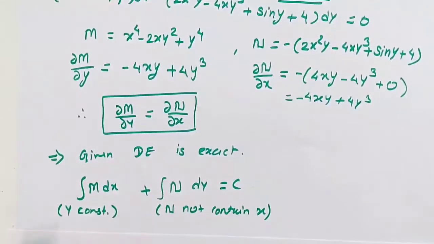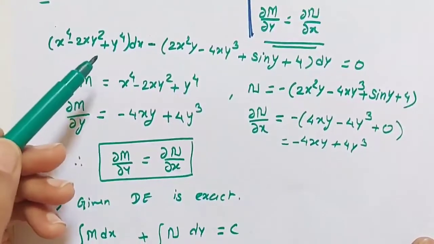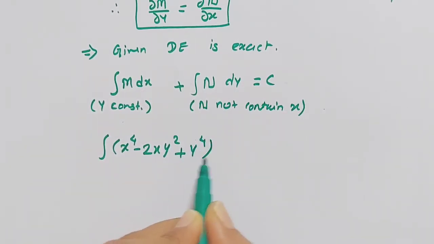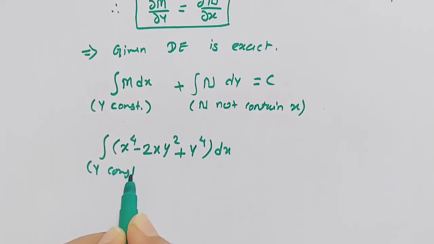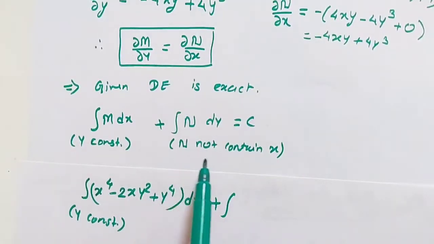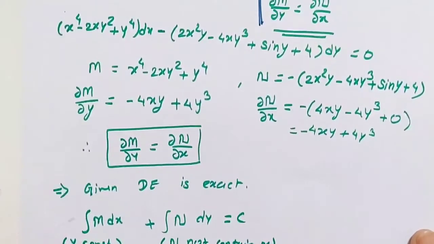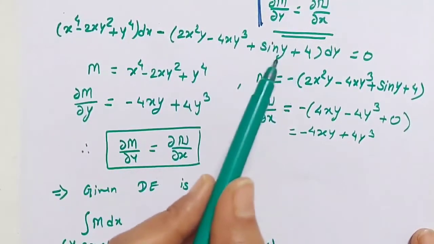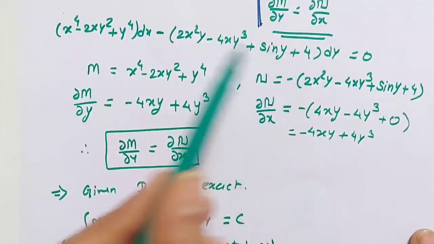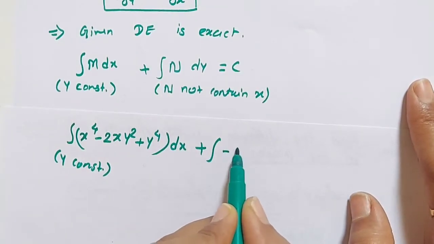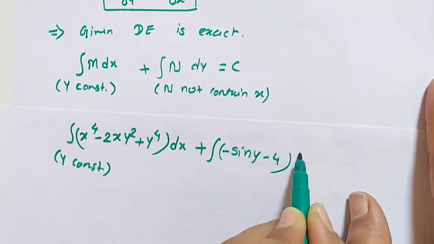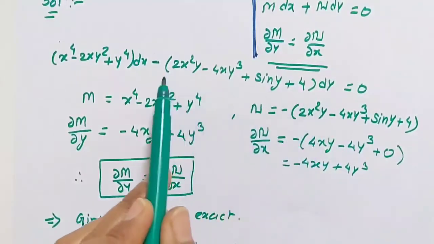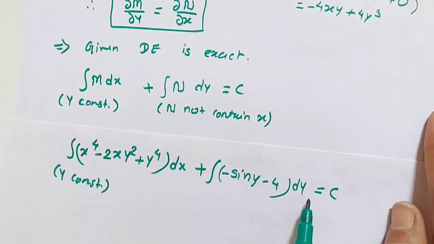Now here put the values of M and N from our given differential equation. See here, M is this one: (x^4 minus 2xy^2 plus y^4) dx, where again y is constant, plus the integration of N. From N we have to take the terms which do not contain x. The first term contains x, so we skip it. The second term also contains x, so we do not take it. The last two terms, sin y plus 4, do not contain x. So if we write these terms here, it is minus (sin y minus 4) dy equals c. The minus sign is there because it is actually the coefficient of dy, which is why we have written minus (sin y minus 4) dy equals c.